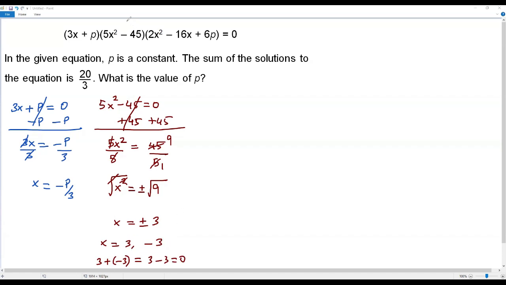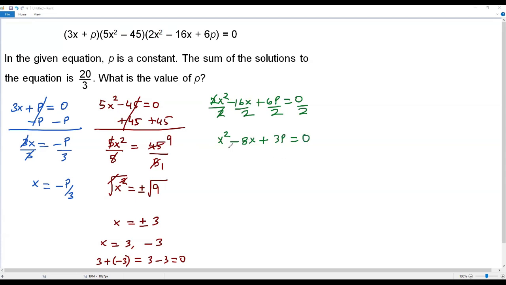Okay, now let me equate the third expression to 0 and solve for x. That is 2x² - 16x + 6p = 0. Here the first term is 2x², the second term is 16x, and the third term is 6p. All of them have the greatest common divisor 2. So better we can divide the whole equation by 2. I just divide everything by 2. So this 2 will cancel. I'm getting x². -16 divided by 2 is -8, so -8x. When I divide 6p by 2, I'm getting 3p. When I divide 0 by 2, I'm getting 0.